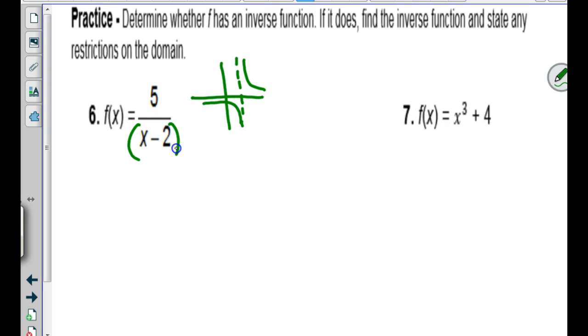5 divided by the quantity x minus 2. My graph is pretty good. Okay, does it pass the horizontal line test? Yes. So we can switch the x and the y, and it will say x equals 5 over y minus 2. But now we need to isolate y. Any ideas?